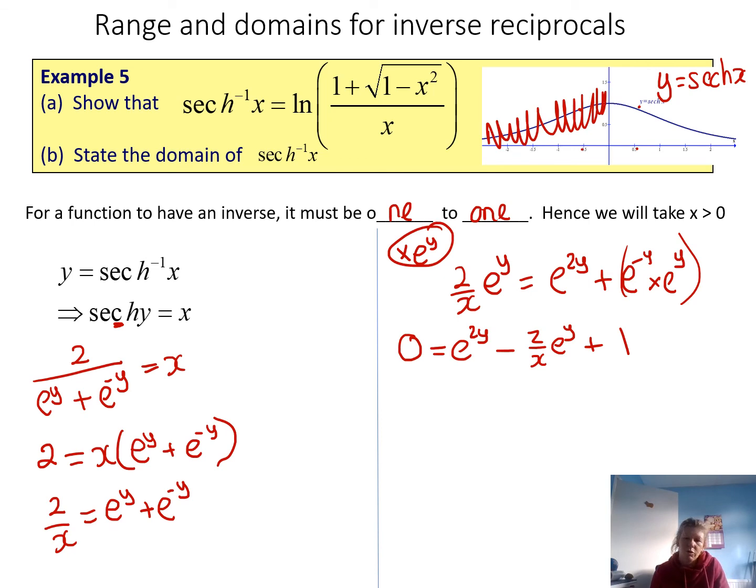Right, hidden quadratics. Because that's e to the y times e to the y, I hope you all know. So what we'll get, hidden quadratic.